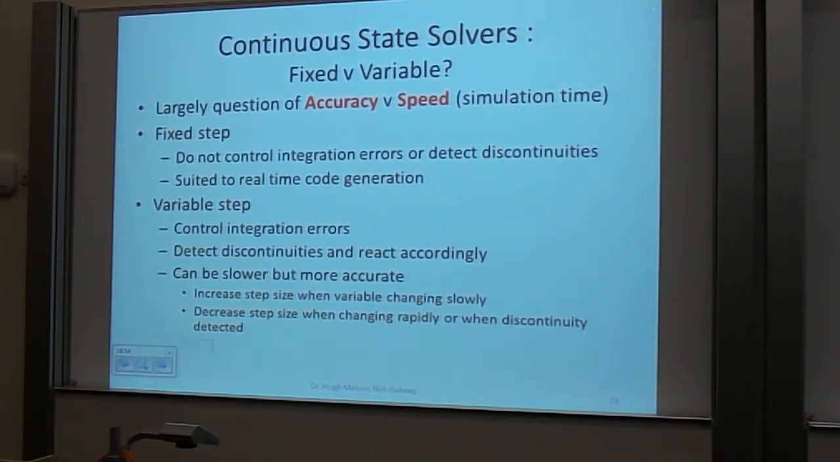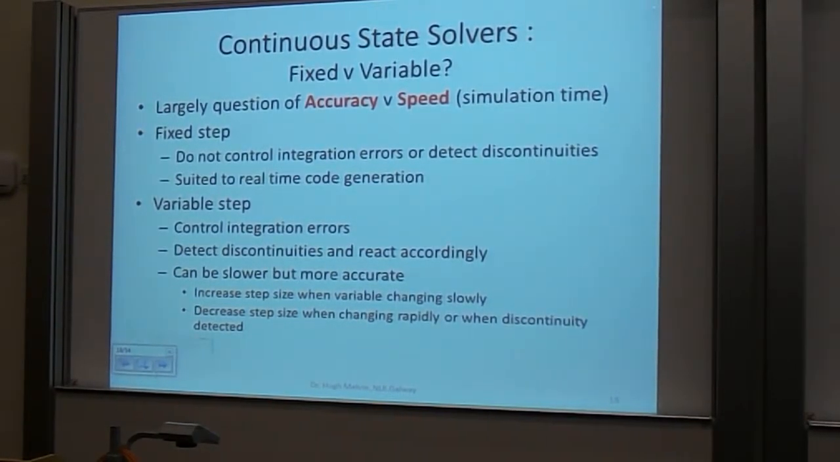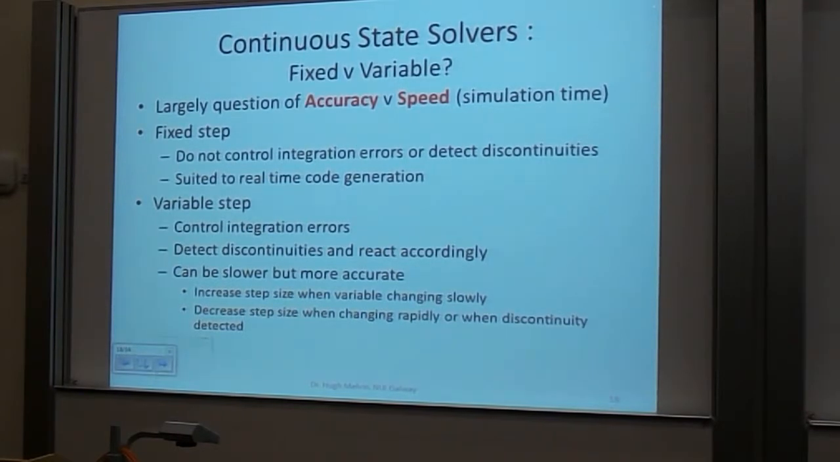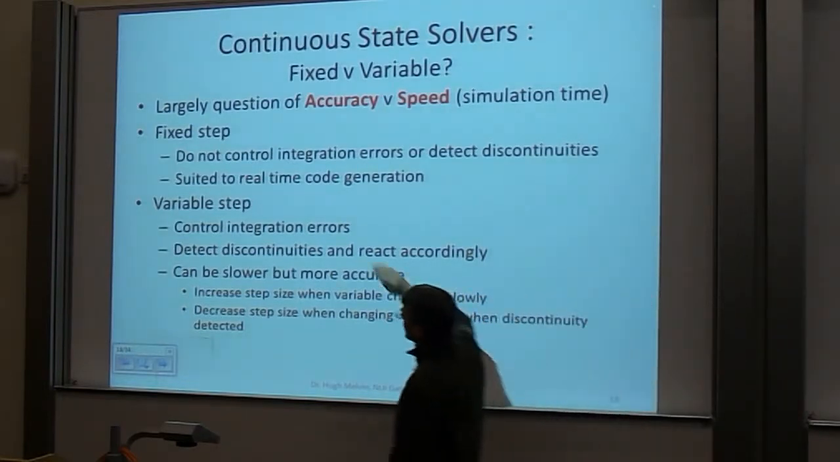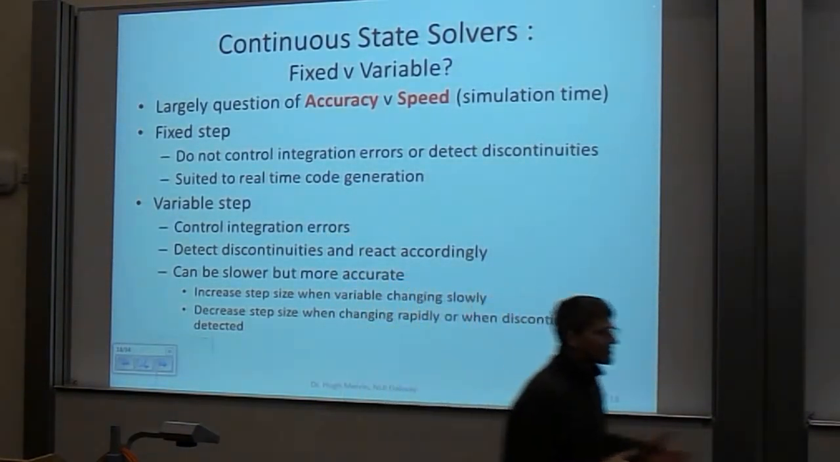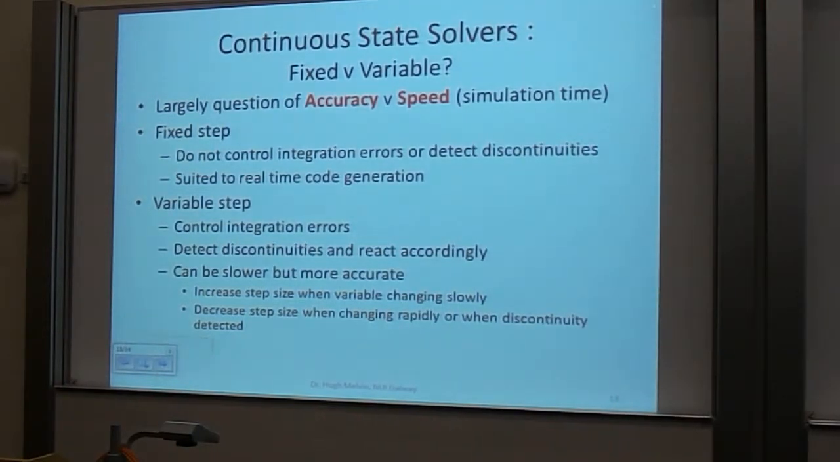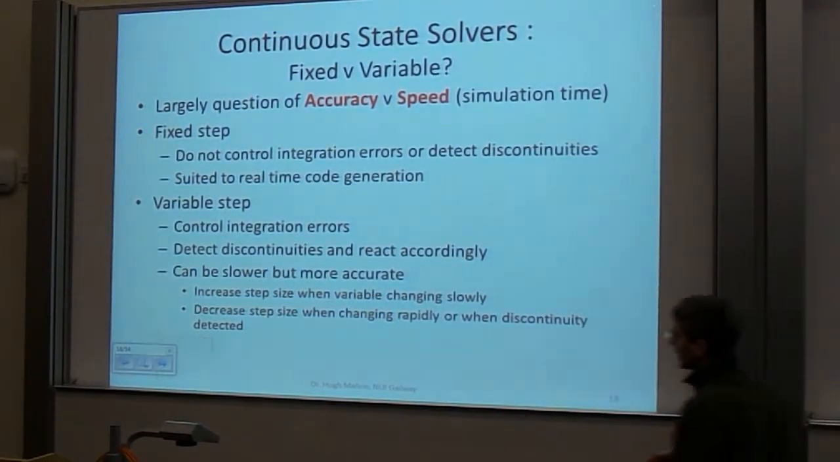If you have a variable step solver, of course, it will decide, hold on a minute, things are changing rapidly here. I need to take a closer look at this point, and therefore it will run a number of iterations around here so that it does capture the full profile of the parameter. So as a result, variable step solvers will control the error and they will detect these events. So you might say, why not always use variable step? Well, of course, the problem is it can be slower. Usually, not always, but can be slower. It depends on the type of model, but of course, it is more accurate.